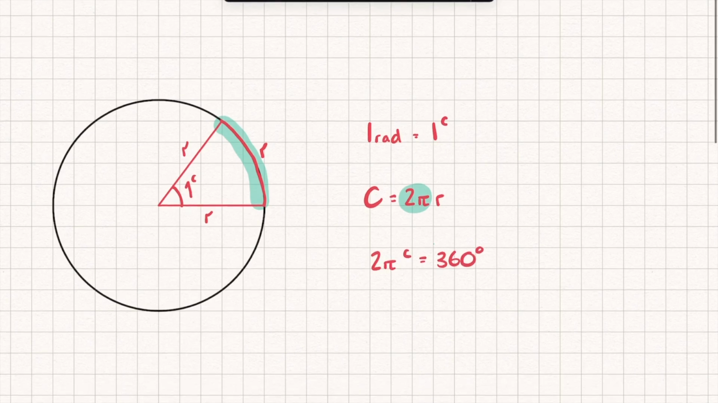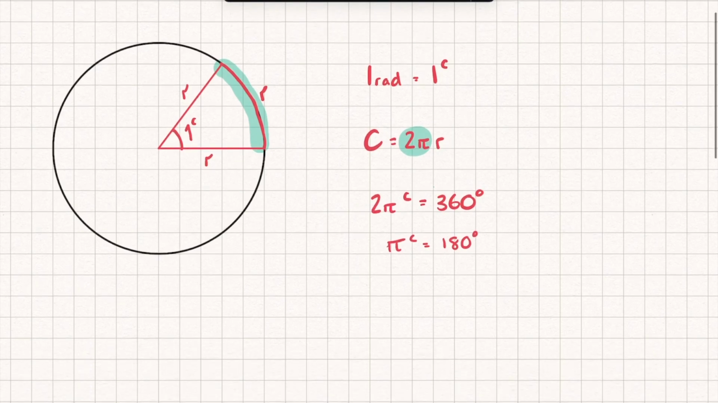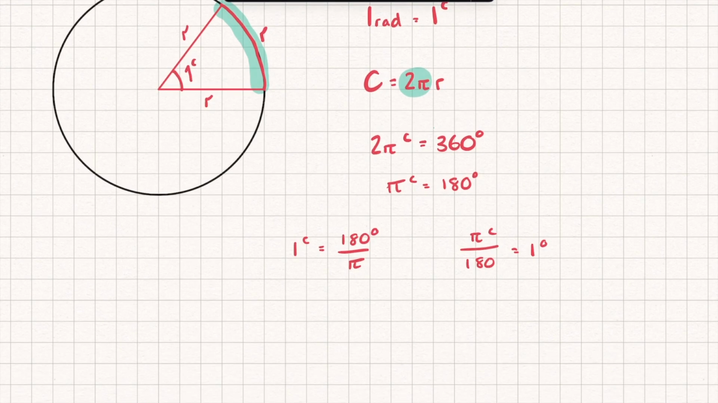And so from this we could now say, well, let's divide both sides by 2. That means that pi radians is equal to 180 degrees. And from here, if I was to divide both sides by pi, I would find out that 1 radian is equal to 180 degrees divided by pi. And if I was to divide both sides by 180, I would get that pi radians divided by 180 is equal to 1 degree. Now, the reason this is useful is because sometimes you might have to convert from radians to degrees or from degrees to radians.